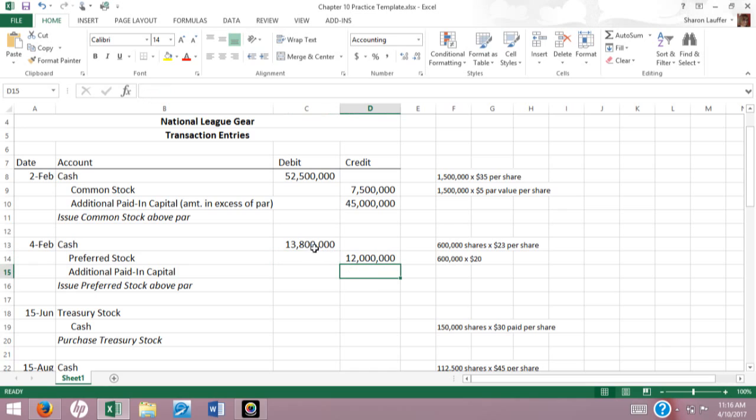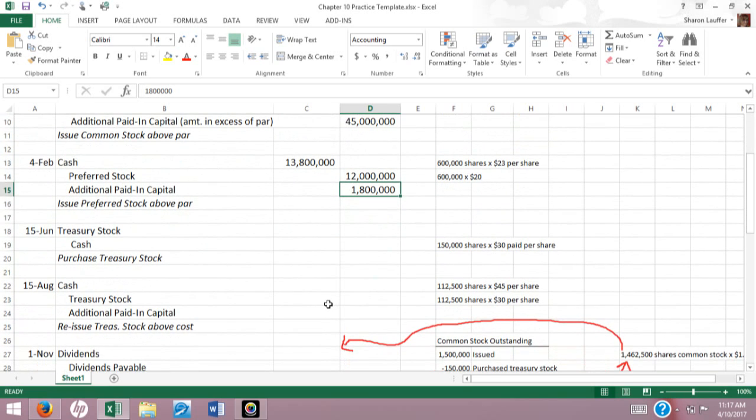And then our additional paid-in capital, again, to me, the easiest thing to do is just plug that number, which is $1,800,000, and that's the amount you need to get your credits equal to your debits. But again, that is the amount that's over par. So if you wanted to do that mathematically, it would be the 600,000 shares of preferred stock at the amount that's over par. We were paid $3 over par for that stock. So $3 times 600,000 shares would be $1,800,000.